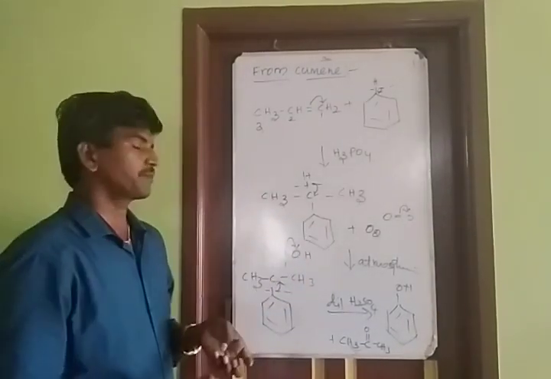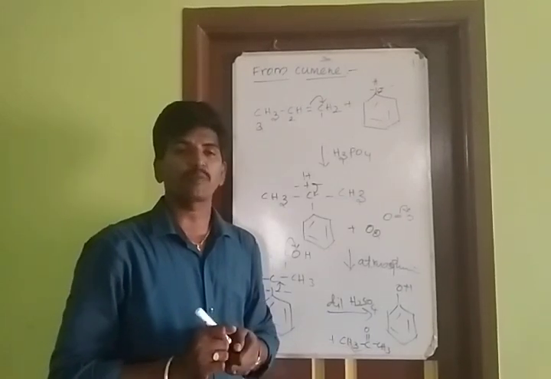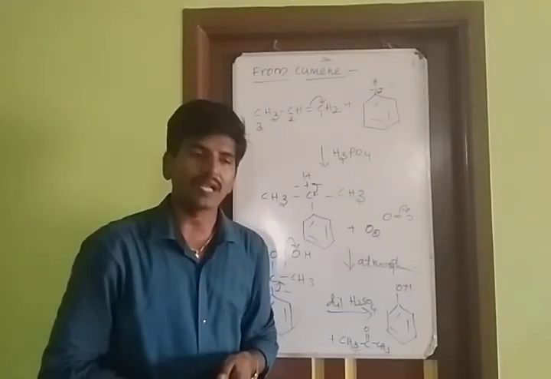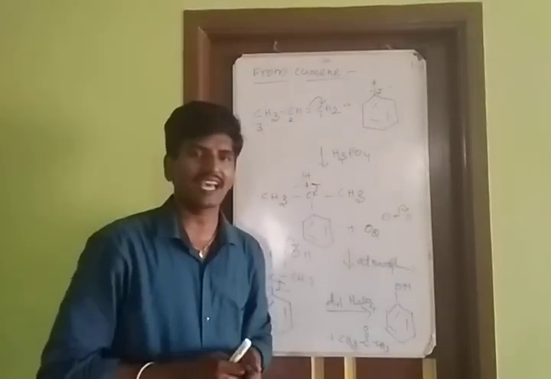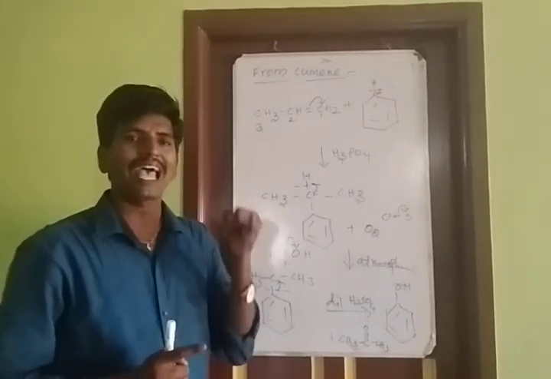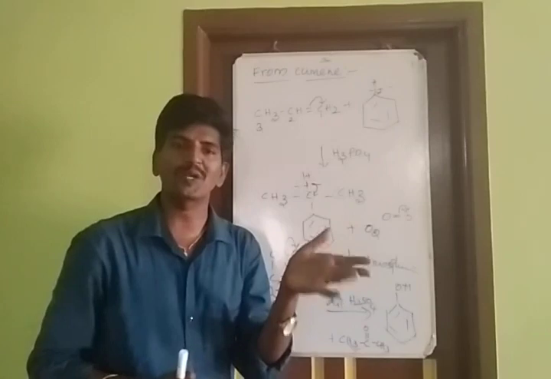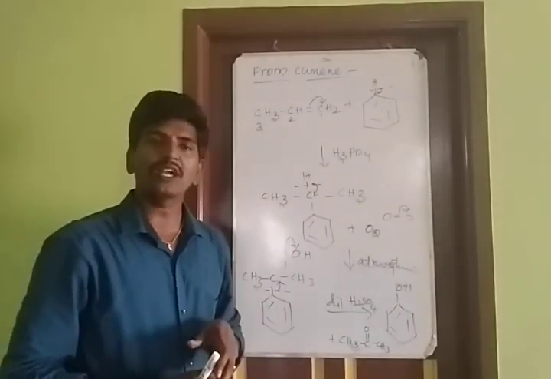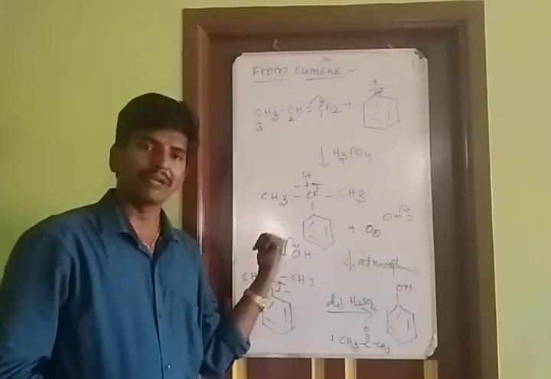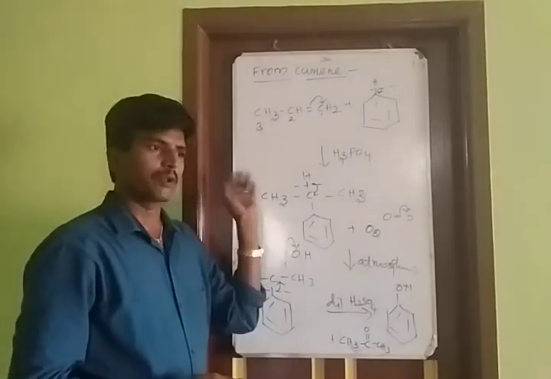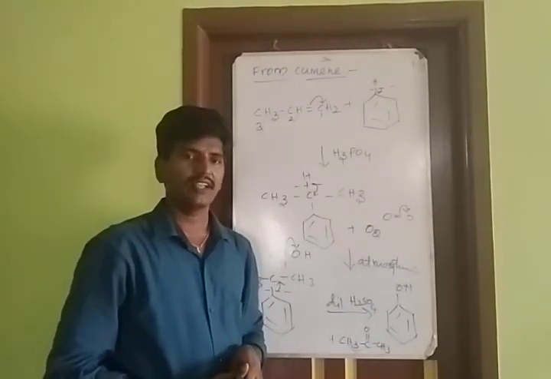This is the last method. Preparation of phenol from cumene. How will you prepare phenol? In our syllabus, four methods are given to us. First one is from chlorobenzene. That process is also called Dow's process. Second one is from benzene diazonium salt. Third one is from cumene. Fourth one is from benzene sulfonic acid. Okay. Thank you everybody.